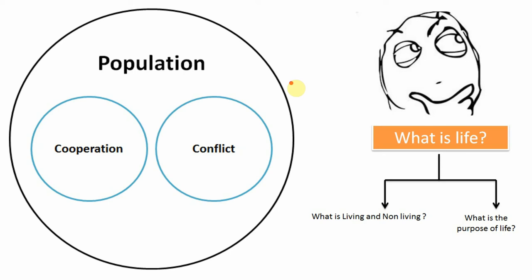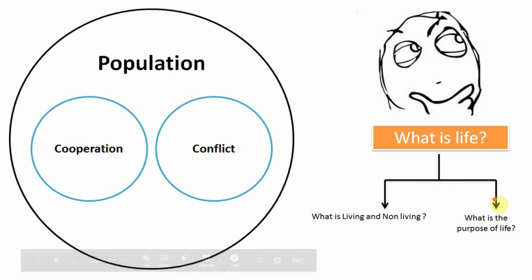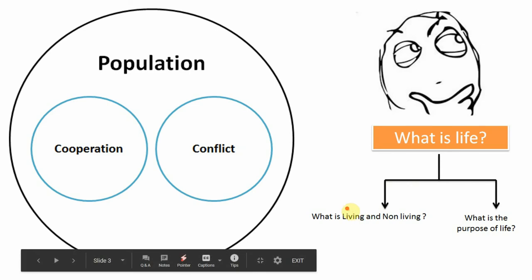The first is a technical question, and the other is a philosophical question. The technical question is, what is living and non-living. On the other hand, the philosophical question is, what is the purpose of life? Why do we live? What is the purpose of our existence? That is a philosophical question. Now, being a science student and a biology student, obviously we are very much interested in understanding the technical question, that is, what is living and non-living.